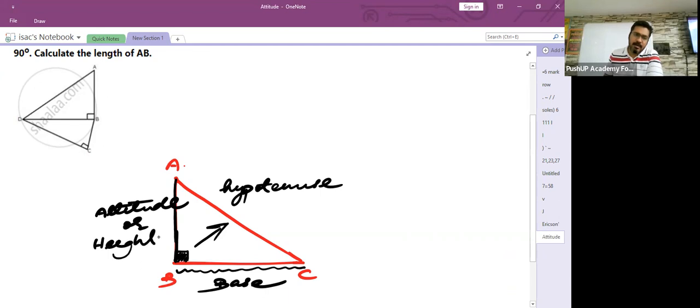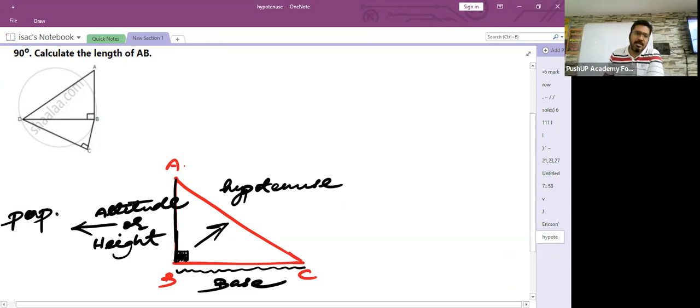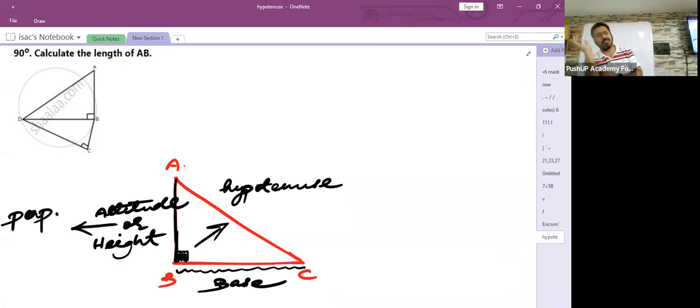Both have the same meaning. You either call it altitude or you call it height. Some children also call it perpendicular. That is also accepted. Some children also call height or altitude as what? Perpendicular. There is nothing wrong in doing so.